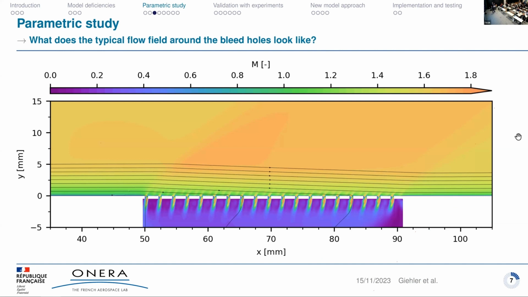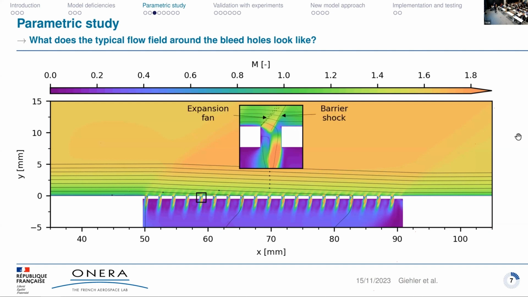But so how does the flow field look? The flow comes from the left to the right. At the front of the bleed system, we have an expansion fan as we have a deflection of the flow towards the wall. At the end of the blade, a trailing shock because of the deflection. We can also look inside the holes, and it's exactly the same. We have an expansion fan at the hole and then a barrier shock further downstream. Then we see that we have a huge separated region inside the hole, which is important for the modeling because it limits the vena contracta area and so the bleed mass flow rate.